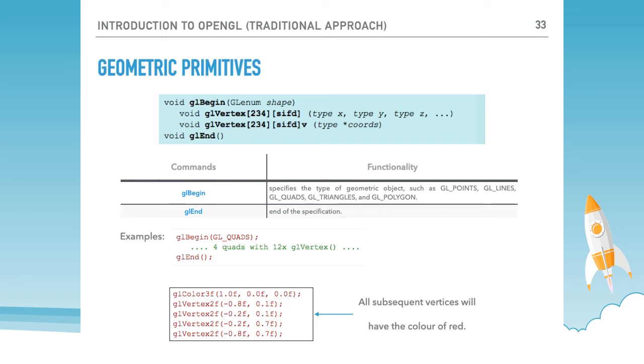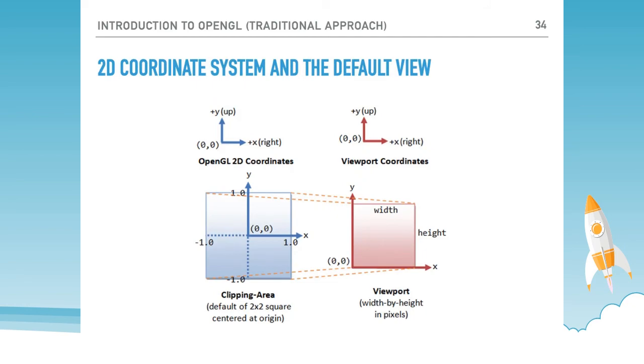So in this example, a quad, 4 vertices, and we set the color to be red. This is the GL color 3f. All subsequent vertices will have the color of red. So once you set it once, above this statement, all these points will get affected. It will become red. So if, let's say, you use GL quads in your primitive, you have to specify 4 vertices, the position for that quad.